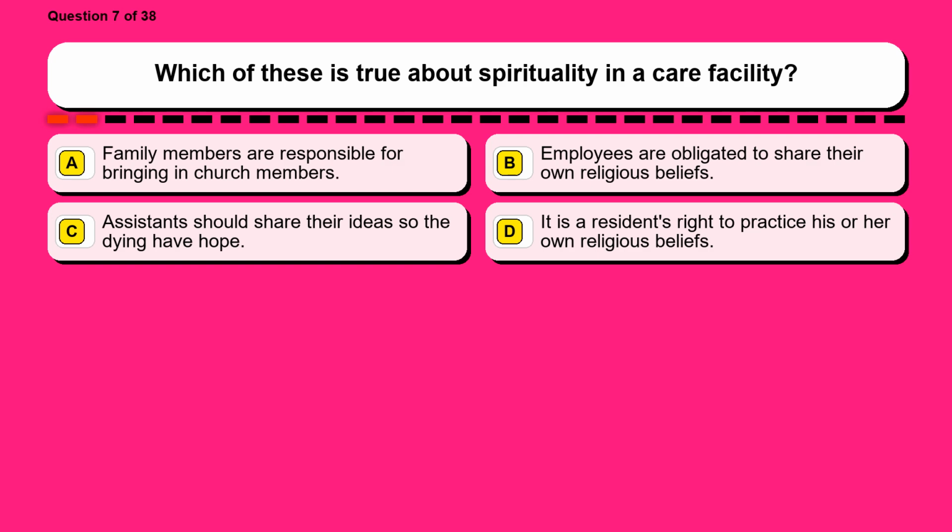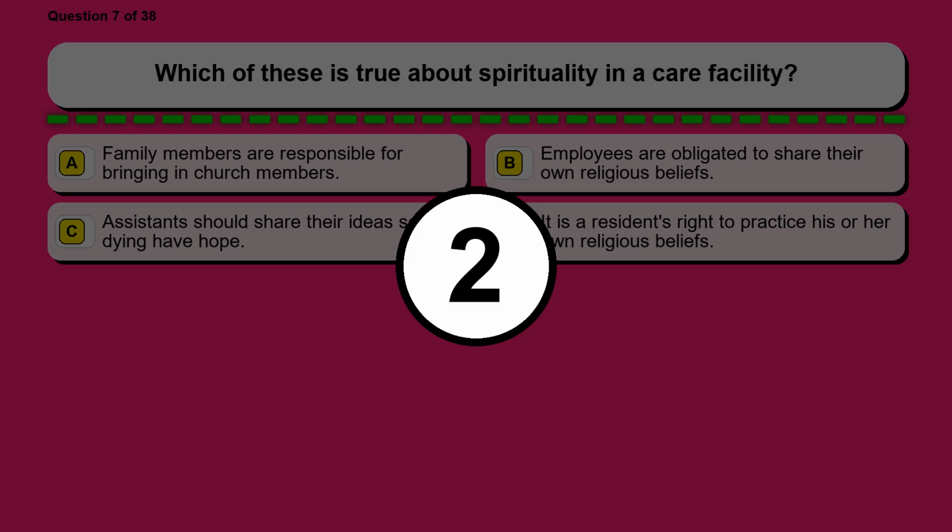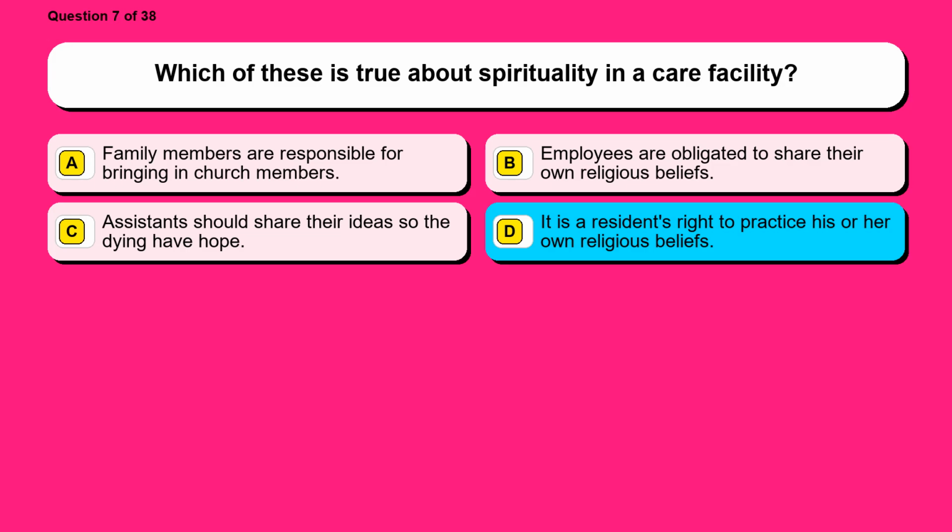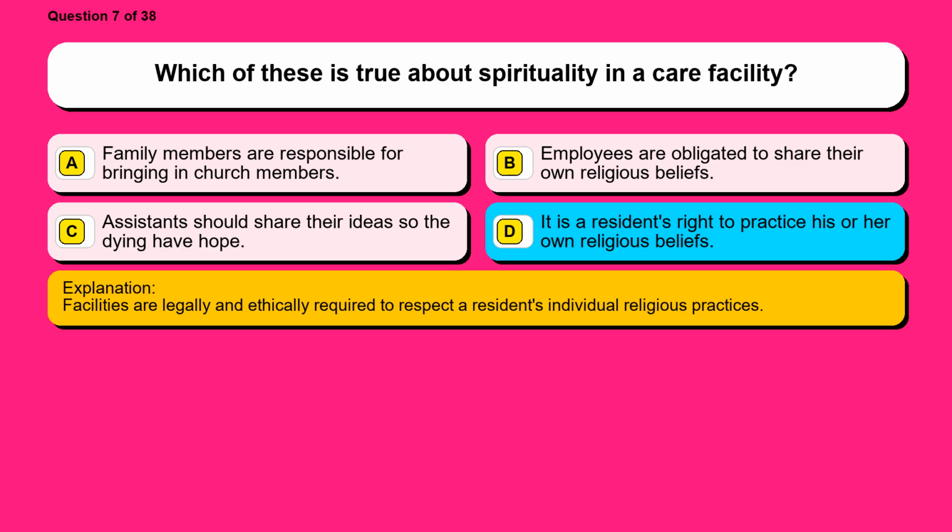Question 7. Which of these is true about spirituality in a care facility? Option A, family members are responsible for bringing in church members. Option B, employees are obligated to share their own religious beliefs. Option C, assistants should share their ideas so the dying have hope. Option D, it is a resident's right to practice his or her own religious beliefs. The correct answer is option D. Facilities are legally and ethically required to respect a resident's individual religious practices.